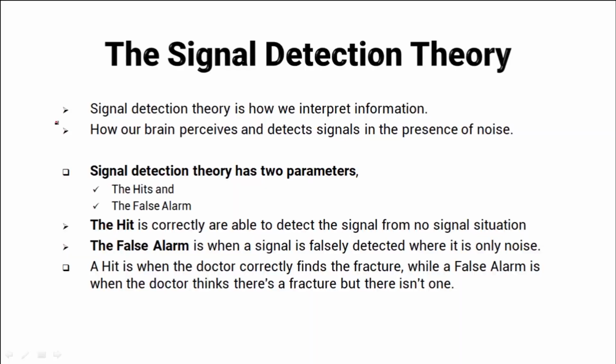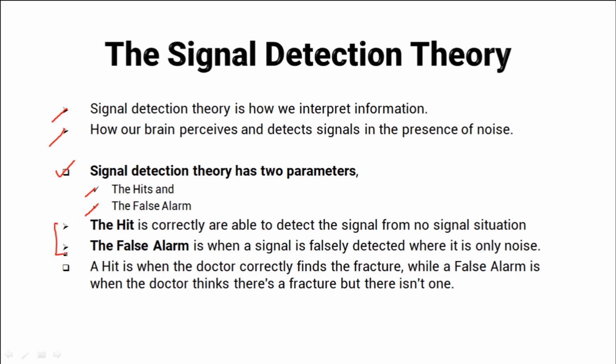So let us first quickly understand the definition of signal detection theory, and I will later explain what this theory is all about. Signal detection theory is a way to understand how our brain perceives and detects signals in the presence of noise. It has two parameters: one is called the hit and the other is called the false alarm. So what is a hit and what is a false alarm?